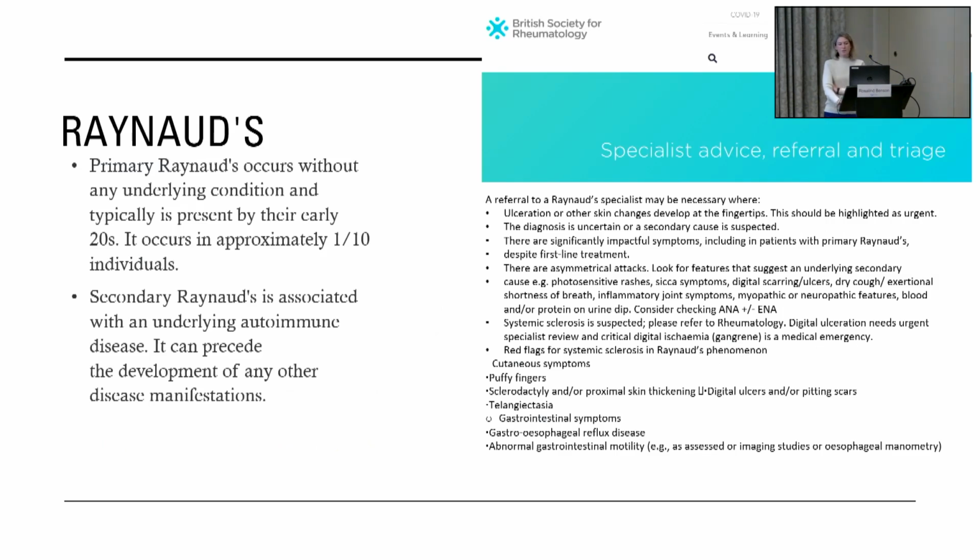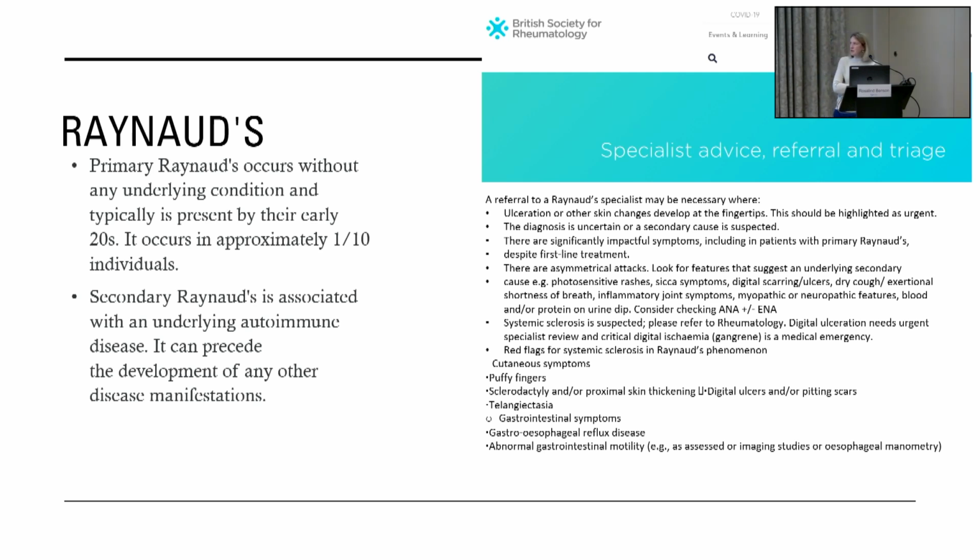So Raynaud's, primary and secondary. Primary is when it occurs without an underlying condition, typically in people in their 20s, and it can affect 1 in 10 of the population. Secondary Raynaud's is what we're concerned about, although primary can be significant for people and sometimes needs rheumatology referral. But secondary is when it's associated with an underlying autoimmune disease.